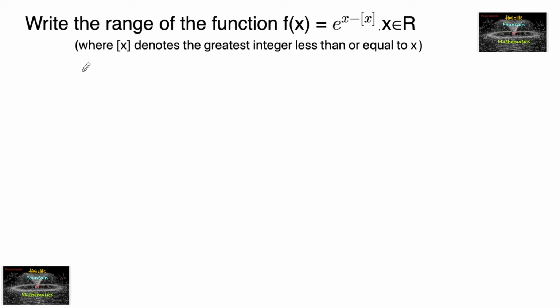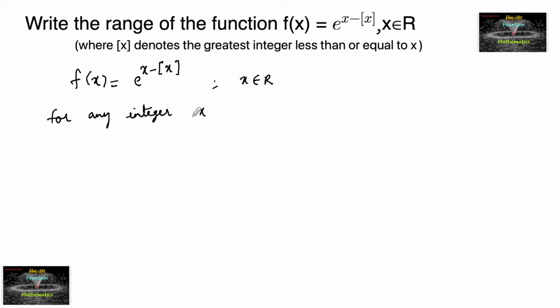Write the range of the function f of x is equal to e to the power of x minus step x, the greatest integer function, which is less than or equal to x, where x belongs to any real number. And since we know that for any integer x, x minus step x will always be equal to 0, because the integer value minus its step x gives the same value, so 0.